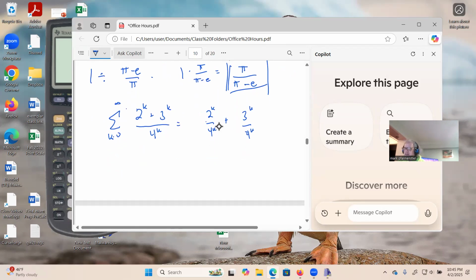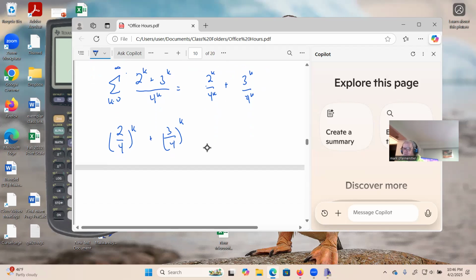So, oh wait a minute, this is a geometric series, and we can simplify this down a little bit. This is 2/4 raised to the k plus 3/4 raised to the k. The 2/4 raised to the k turns into 1/2 raised to the k, plus 3/4 raised to the k. Each of these series will converge because 1/2 is less than 1 and 3/4 is less than 1. So I'm not trying to do them both at the same time. We'll separate these fractions out.